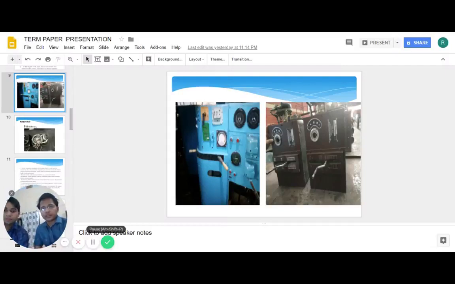This figure shows us how the dynamic brake is actually used in trains. Earlier the left one was used and now the right one is used. In the left one we can see that there are three positions: there is a selector, there is a reverser, and there is a notch. And in the right one all have been clubbed into one.